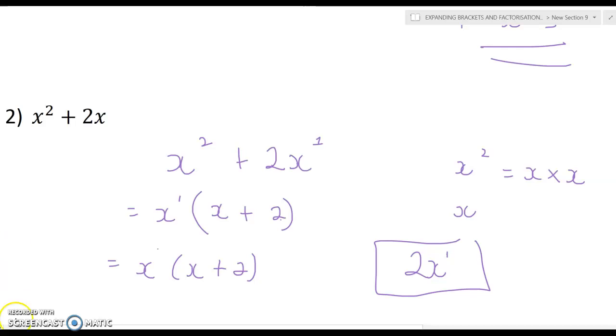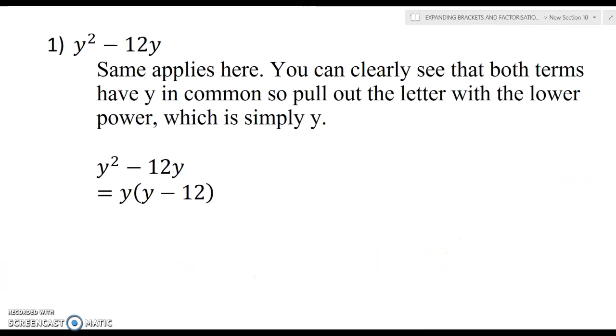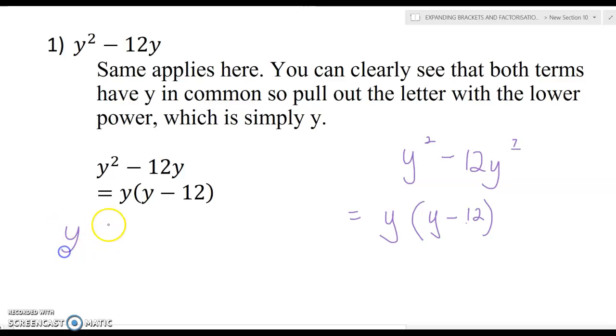So let's look at some more. Alright, so in this one we have y squared minus 12y, right? Again, you have y squared and you have y by itself here, which means y to the power 1. And as I said, pull out the common letter with the lower power, which in this case is y to the power 1, or just y we could write it as. Put your brackets: y times what gives me y squared? Y times y. Bracket, take away sign, minus sign. And now y times what will give me 12y? Y times 12. And again, you could remove your brackets.